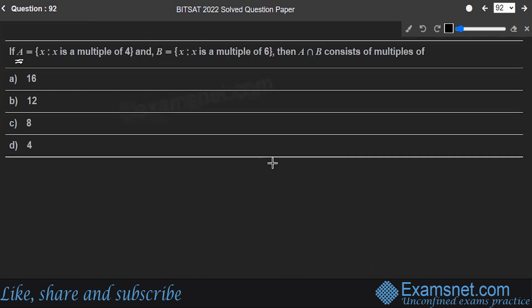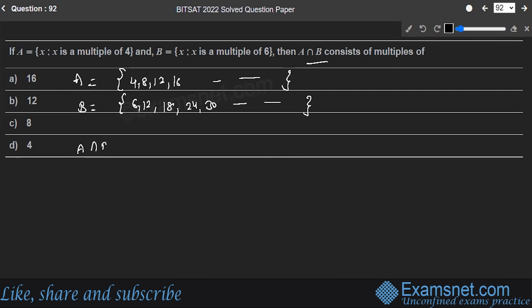If A is the set of x such that x is a multiple of 4 and B is the set of x such that x is a multiple of 6, then A intersection B consists of multiples of what? So you have A as 4, 8, 12, 16, and so on, and the B set contains multiples of 6, that means 6, 12, 18, 24, 30, and so on. A intersection B will contain x, and they have 20 and 24. The next common multiple is 24.